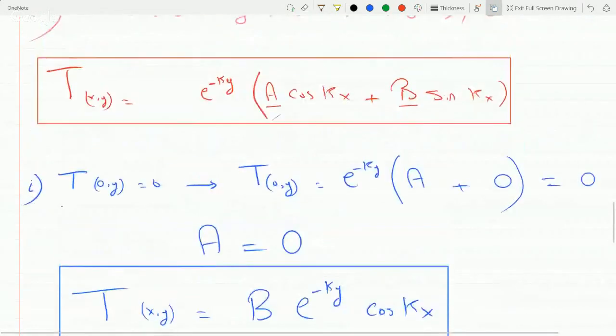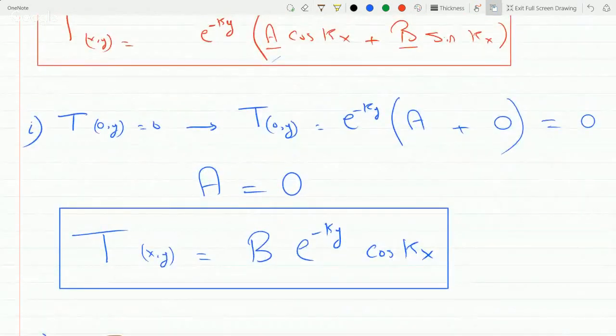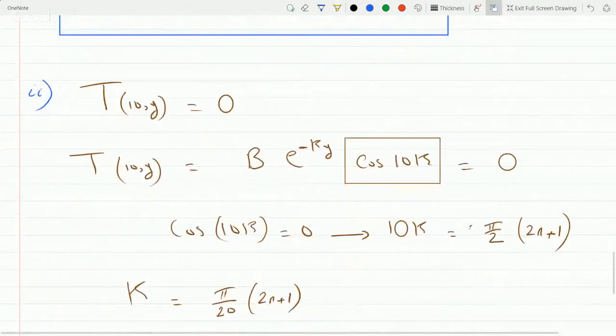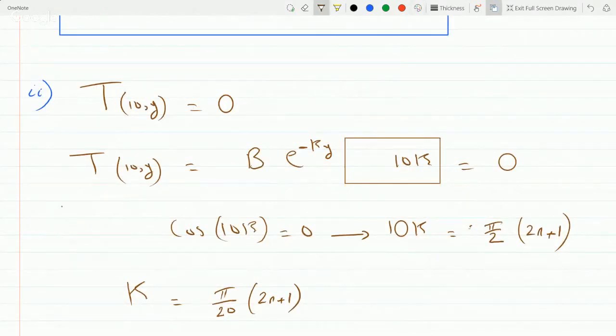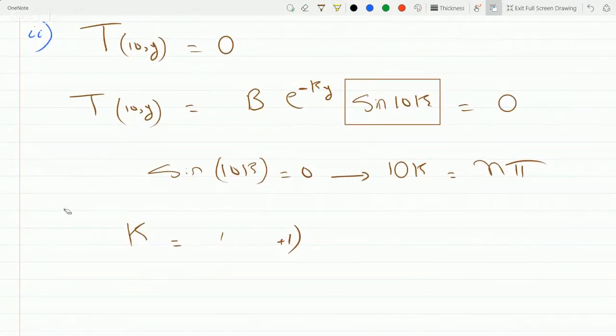Wait one second here. Whoa. I knew that something was wrong. The sine term is what remains, not the cosine, because we said a equals 0. Right, yeah, this is the sine kx. Sorry about that. I had a feeling something was wrong. So this is sine 10k equals 0. Yeah, so this is all the multiples of pi. So this is just n pi. Divide by 10, so it'll be n over 10, n pi over 10.